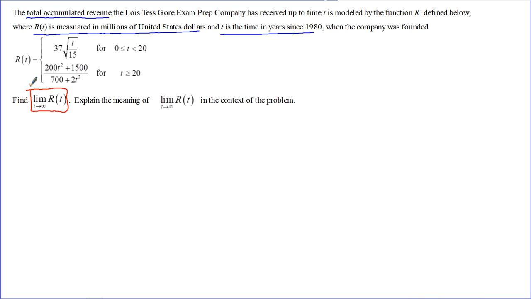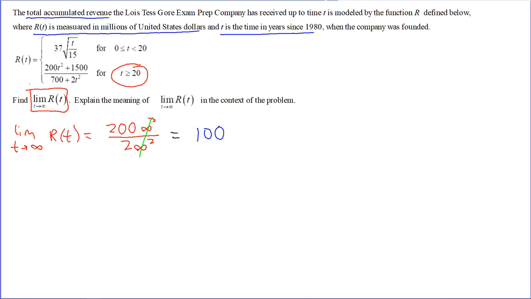Okay, so let's do that first. So the limit as t approaches infinity. Well, t is approaching infinity, so that's not between 0 and 20. It is greater than or equal to 20, so we use the second piece. So it would be 200 squared on the numerator is what's going to matter, over 2 infinity squared on the denominator. Because infinity squareds reduce out. So then we're just left with 200 divided by 2 is 100. So the limit itself, just mathematically, is equal to 100.